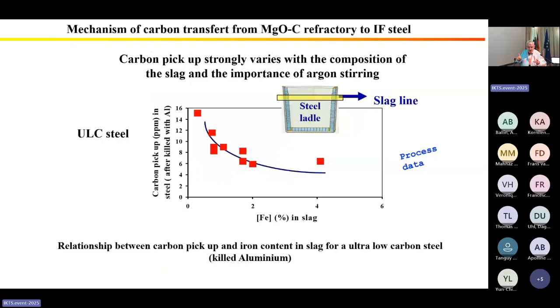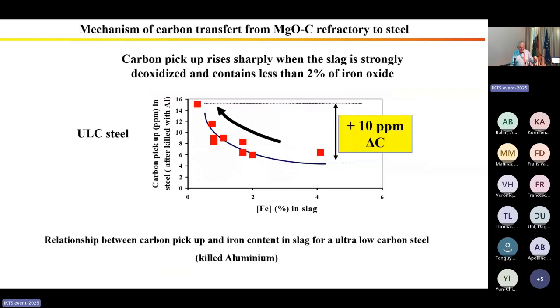If we use the process data, we observe also that we have a great correlation between the carbon pickup and the iron oxide in the slag. That means that the correlation between refractory wear, process data, and quality of steel is a really clear correlation. And between an iron oxide of slag which is very low, and only 4% of iron oxide in slag, we have a difference of carbon pickup of 10 ppm.